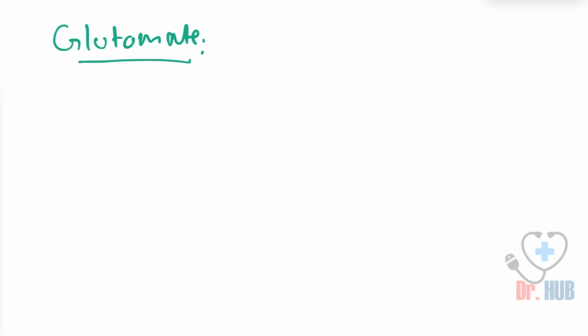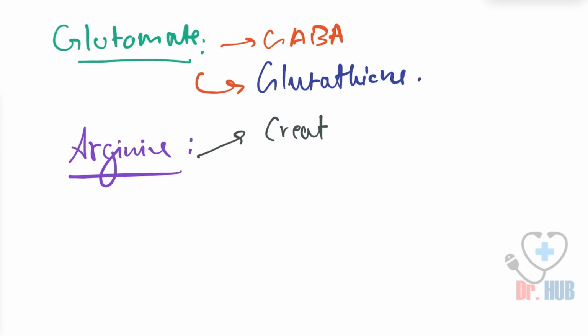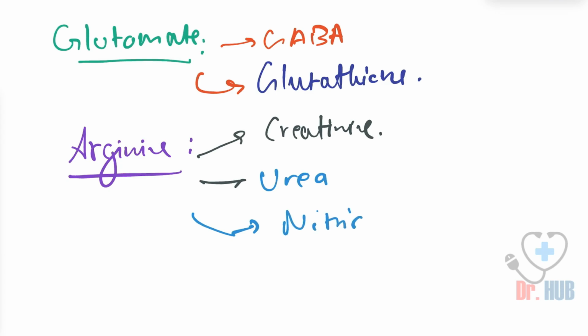Then what we do is we look at the glutamate. So what is the glutamate? So under glutamate, it leads to the GABA as well as the glutathione. And then we also have the arginine. So in case of arginine, it can lead to the creatine, the urea as well as the nitric oxide.